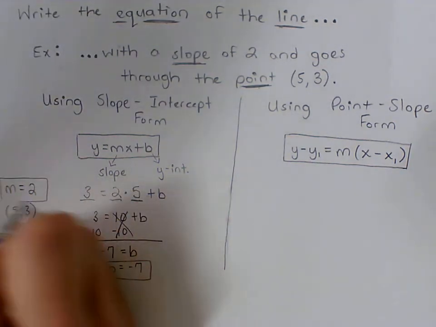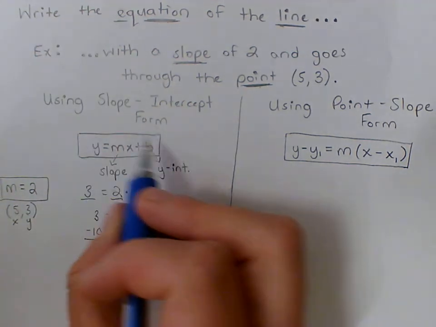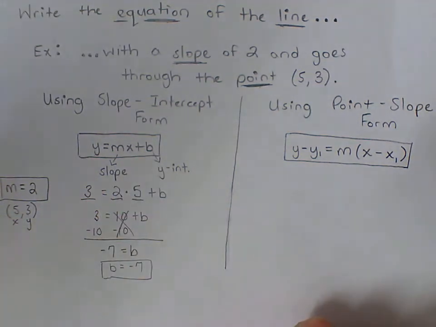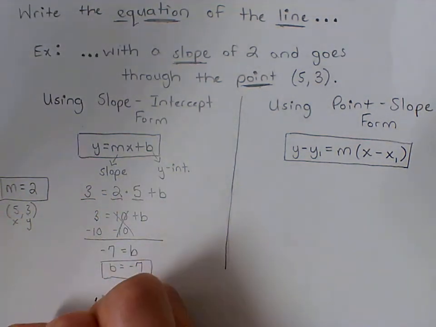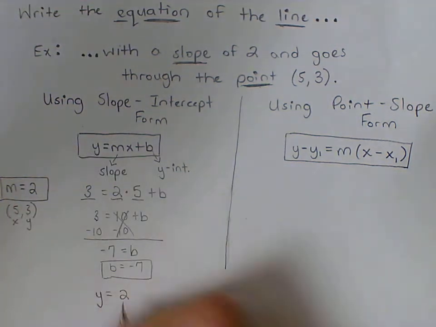I know what my slope is. And so just like in the problems we did before, to be able to write the equation of my line, all I'm going to do is just go back in and plug in my slope and my y-intercept. So the equation of that line would be y equals, my slope was 2, so it would be 2x, and then my b was -7. So I just plug that in.